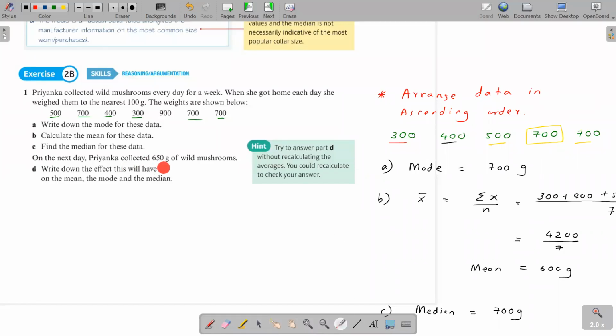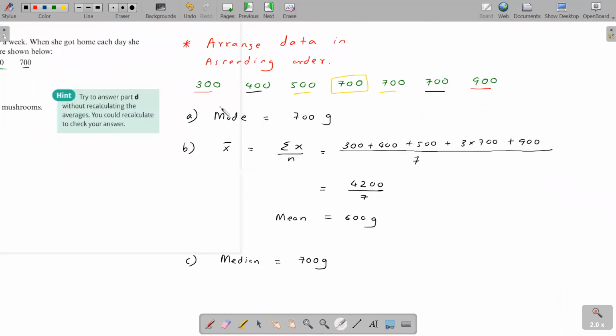So she collects 650 grams. Now the question says when she gets home each day, she weighs them to the nearest 100 grams. So in that case, 650 grams to the nearest 100 should be 700, right? So you can take it as 700, which means the new addition to this data set is another 700. So you're inputting a new value called 700 into this data set, and you can see it comes over here.